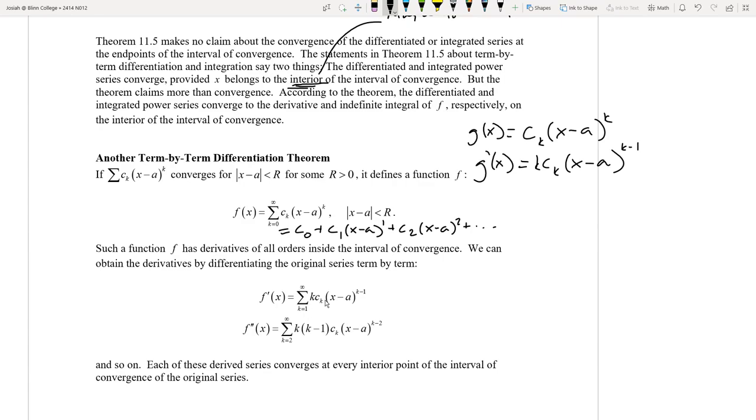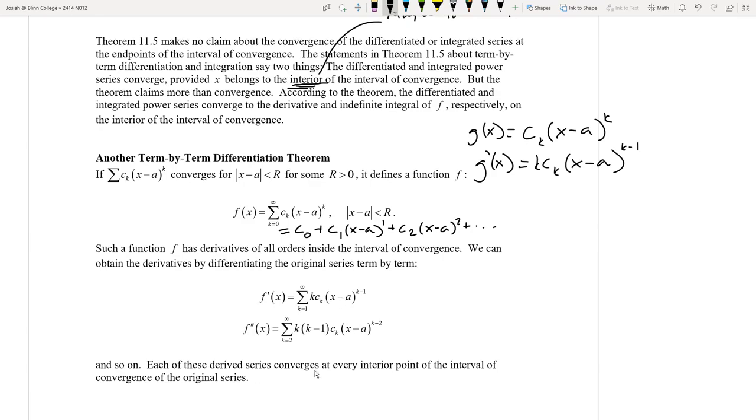Right. And now the first term of this guy is going to be a constant. So if we take the derivative again, the first term goes away. We start with k equals 2. But again, we take the power, bring it down, decrease the power by 1. And so you can see that since our power series will always look like c sub k, x minus a to the k, our derivatives are going to be super straightforward.